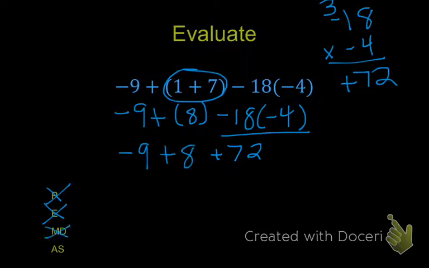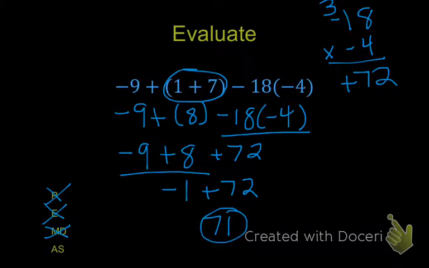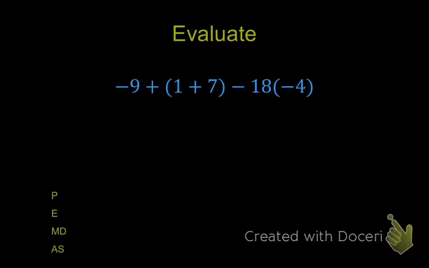Done with multiplying and dividing, so now I add and subtract from left to right. So first, -9 plus 8, and that gives me -1. -1 plus 72, different signs, so I actually subtract, and my answer is positive 71. Let's take a look at another one here.